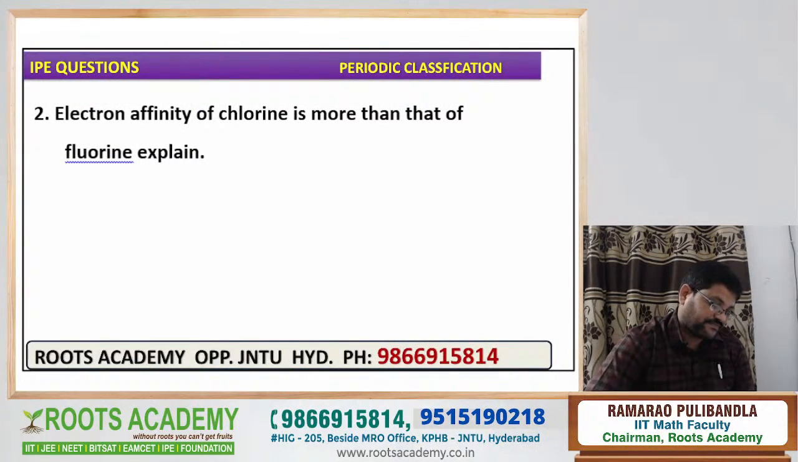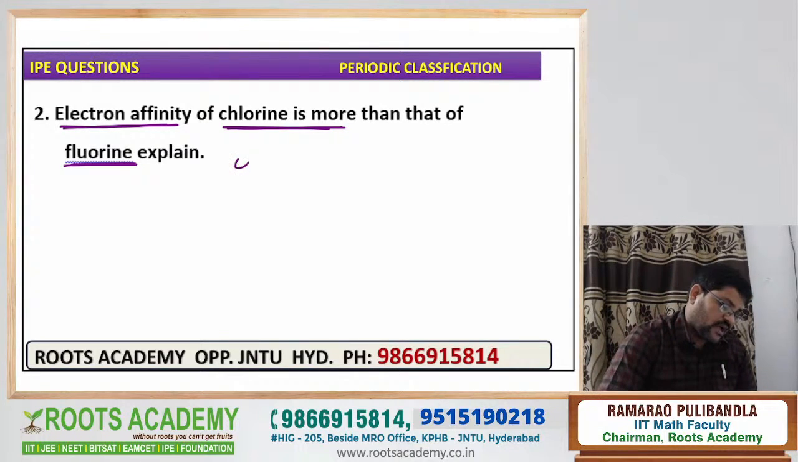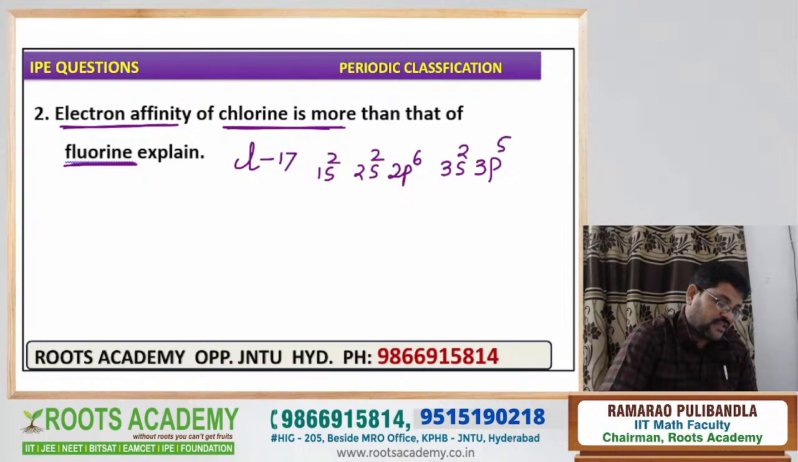And the next one. Electron affinity of the chlorine is more than that of the fluorine. Explain. This is the question. Why? Simple logic. You know the configuration of the chlorine. Atomic number 17. For that, what do you write? You write 1s2, 2s2, 2p6, 3s2, 3p5. Here 3d0 is there, right?